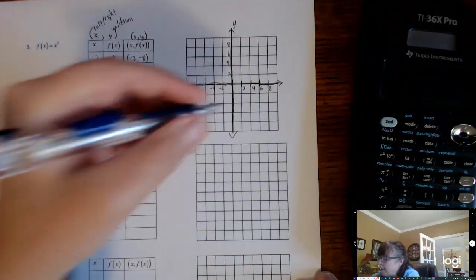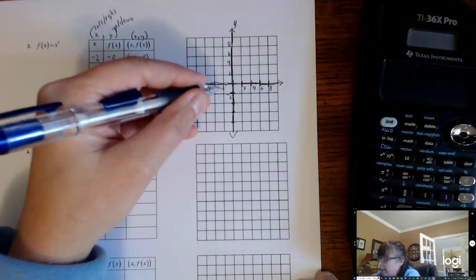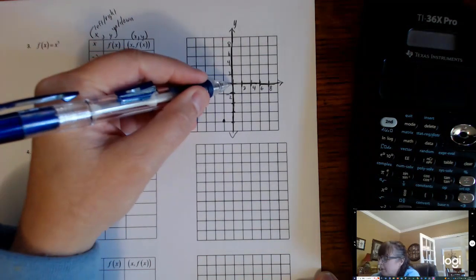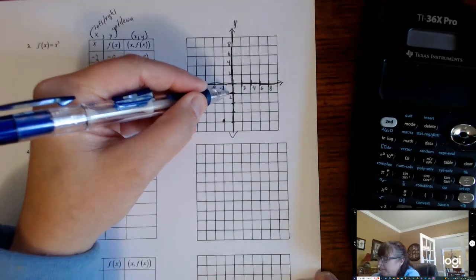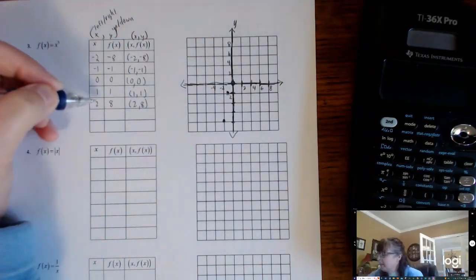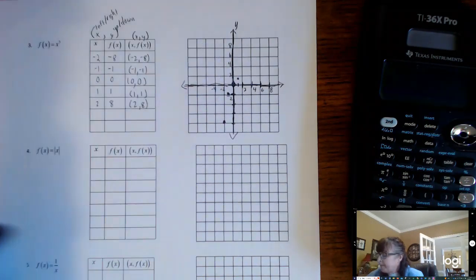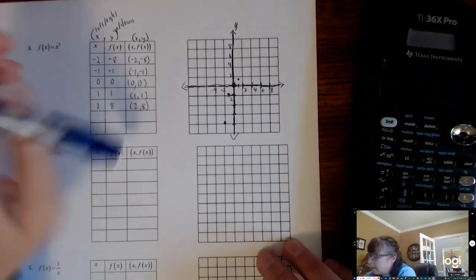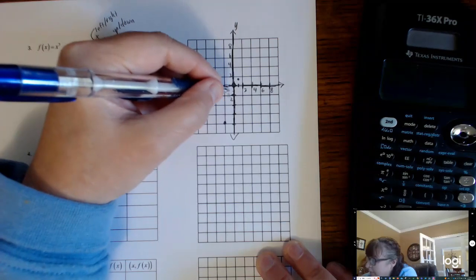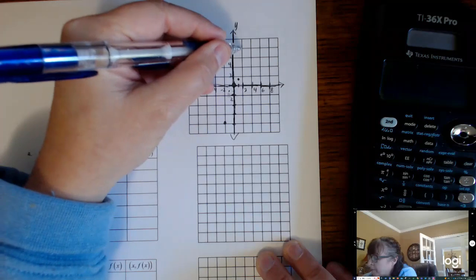So now when I graph -2, -8, I'll be down here. And then if I graph -1, -1, I'm going to go left 1, down 1. And if I graph 0, 0, I'm going to be right here at the origin. And if I graph 1, 1, I'm going to go over 1, up 1. And let's see, I messed up -1, -1, didn't I? -1, -1, there we go. And then 2, 8 would be over 2, up 8.